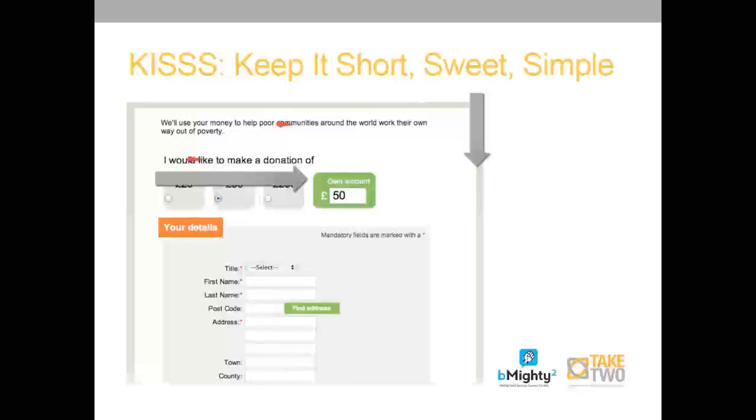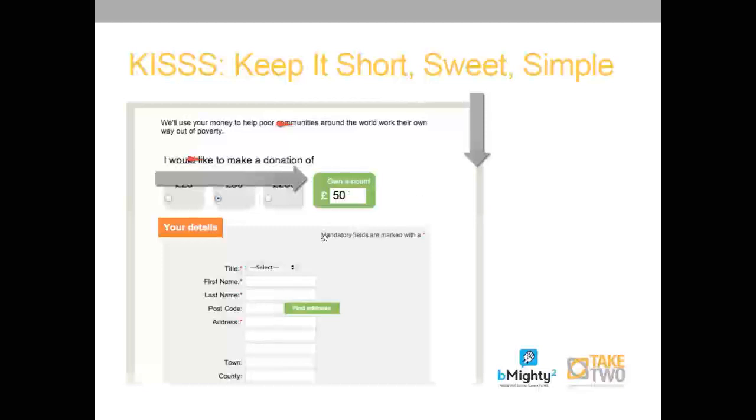I want to move to other elements that really help with your donate page. There are a few main things over here that we want to talk about. You've already seen this particular web page before, and I'm coming back to it because they do a few things really well.